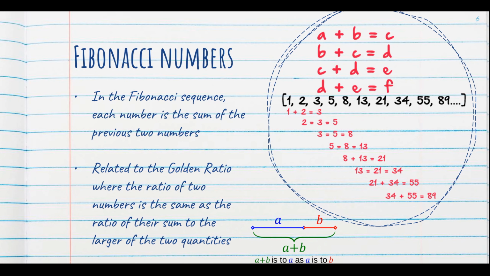Fibonacci numbers are a sequence of numbers where each number is the sum of the previous two numbers. For example, in this sequence shown here, 1 plus 2 equals 3, 2 plus 3 equals 5, 3 plus 5 equals 8, and so on. Fibonacci numbers are also related to the golden ratio, where the ratio of two numbers is the same as the ratio of their sum to the larger of the two quantities.